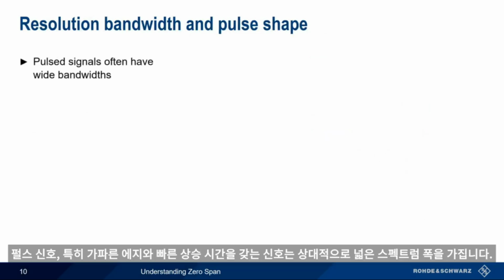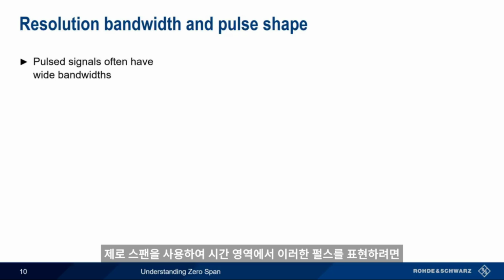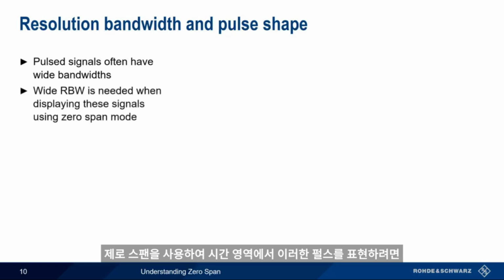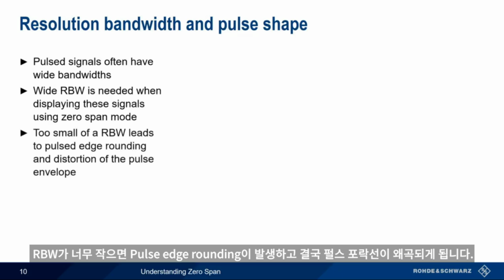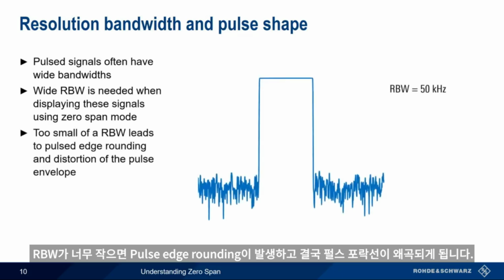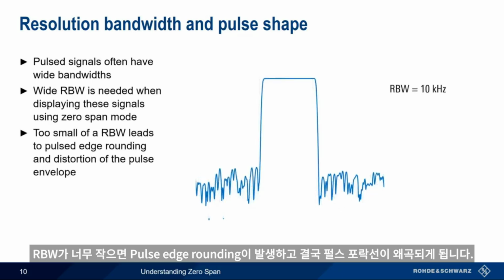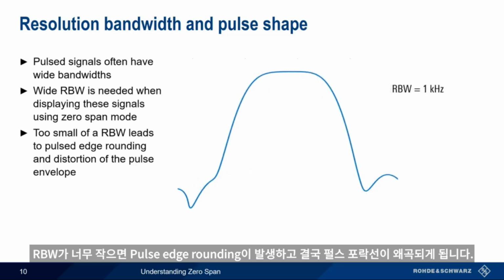Remember that pulse signals, especially those with steep edges and rapid rise times, have relatively wide spectral widths. In order to faithfully represent these pulses in the time domain using zero-span, the resolution bandwidth must be set wide enough to capture a significant portion of the pulse signal's power. Too small of a resolution bandwidth leads to pulse edge rounding, and eventually to distortion of the pulse envelope.